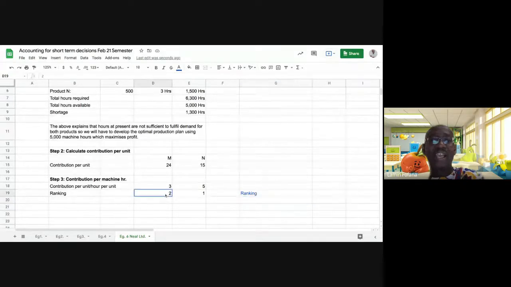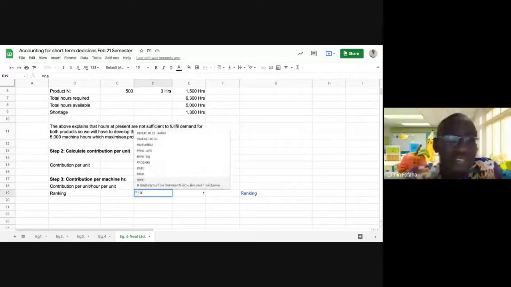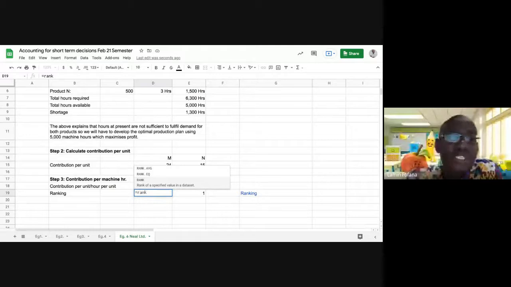So you can come here, equals. All formulas in any spreadsheet start with an equals. So we say rank, R-A-N-K. Once you do that, there are 3 formulas that have an element of rank there: RANK.AVG, RANK.EQ, and then RANK itself. When you highlight RANK, it says it ranks a specified value in a data set. Okay, so we're going to do the ranking.